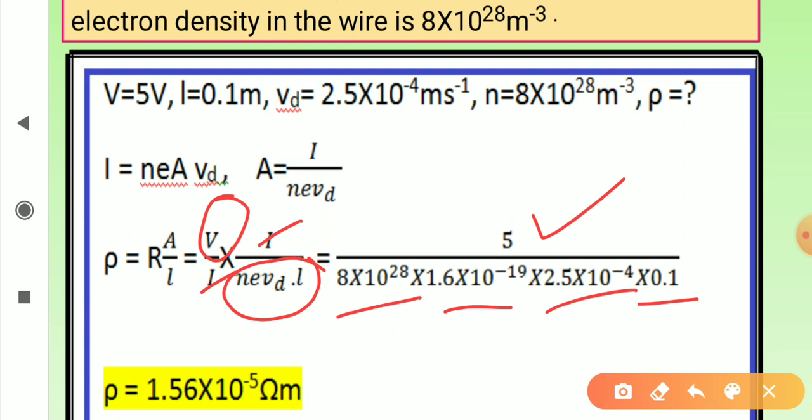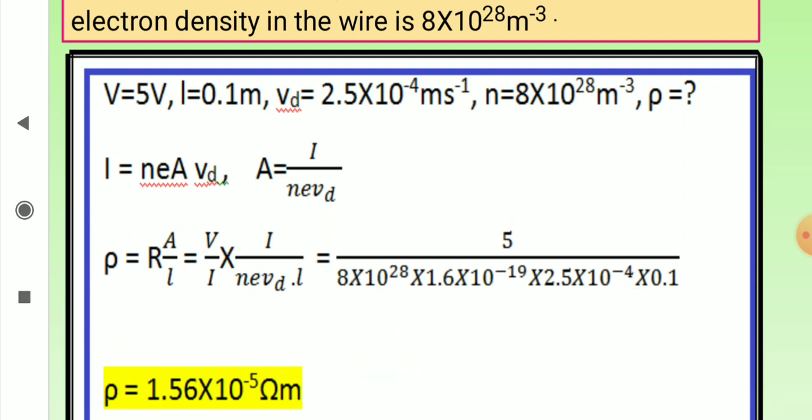So simplifying all this, we reach at this relation. Rho is equal to 1.56 × 10^-5 ohm meter. Just notice the SI unit.